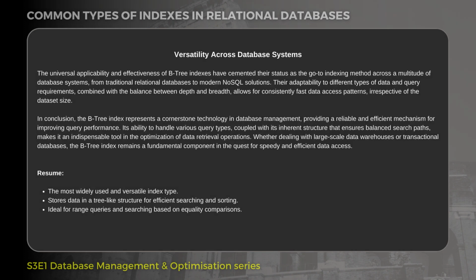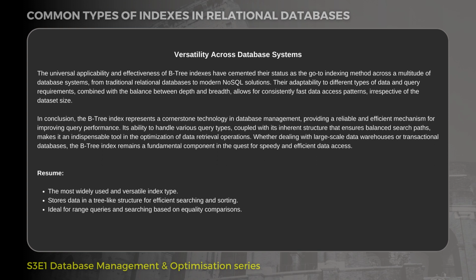Versatility across database systems. The universal applicability and effectiveness of B-tree indexes have cemented their status as the go-to indexing method across a multitude of database systems, from traditional relational databases to modern NoSQL solutions. Their adaptability to different types of data and query requirements, combined with the balance between depth and breadth, allows for consistently fast data access patterns, irrespective of the dataset size.